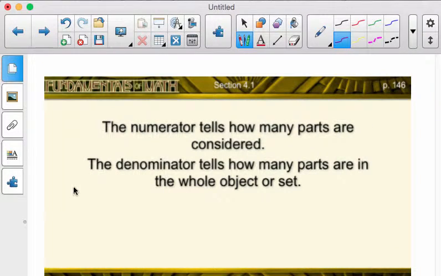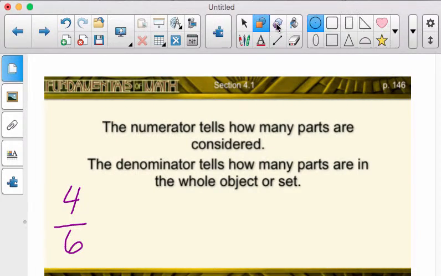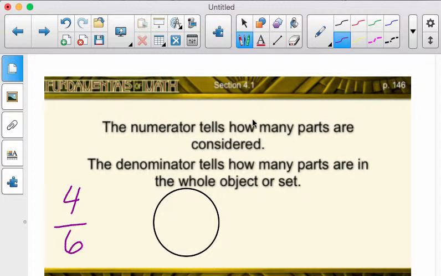Alrighty, now, of course, the numerator, let's look at our example 4. I'm just going to change it to make it a little bit smaller because I'm going to draw. Let's see if I can find my circle. I'll talk as I'm finding my circle. There we go. So the fraction 4/6, what does that tell us? Well, the numerator, this top number, tells us how many parts are considered, and the denominator tells us how many slices. I like to think of a circle when I think of fractions. So I always say slices, but how many parts are in the entire object.